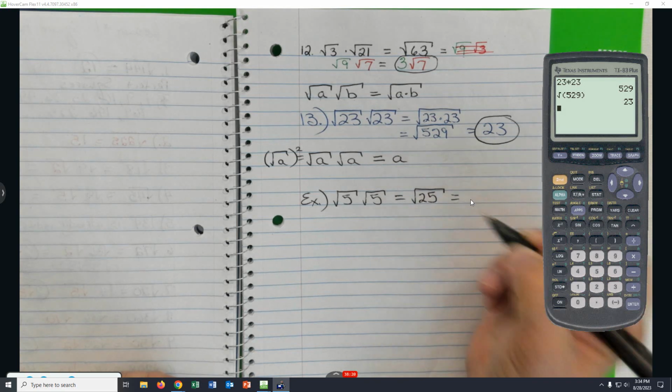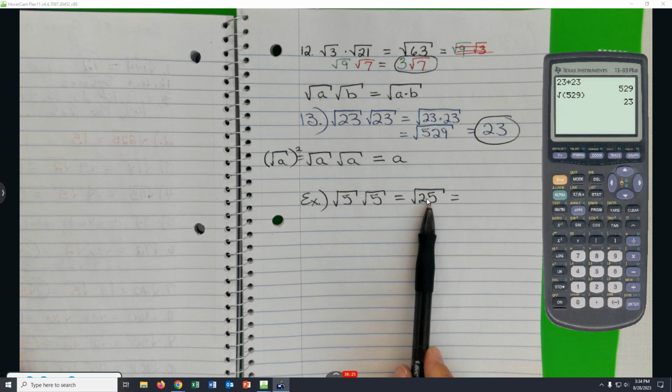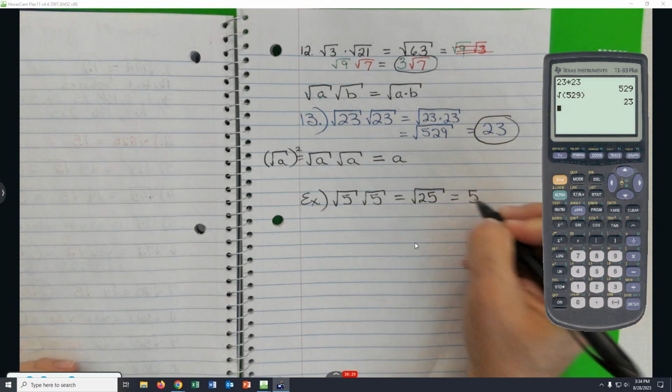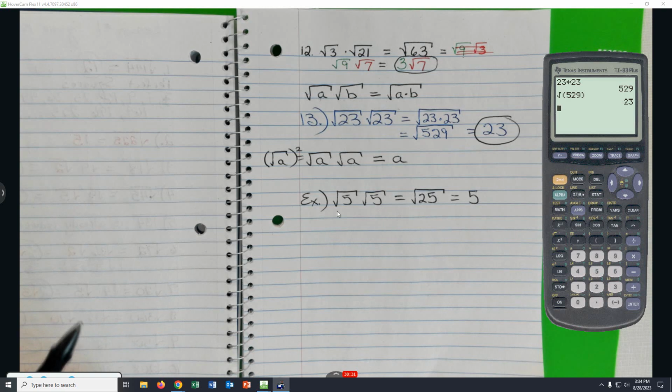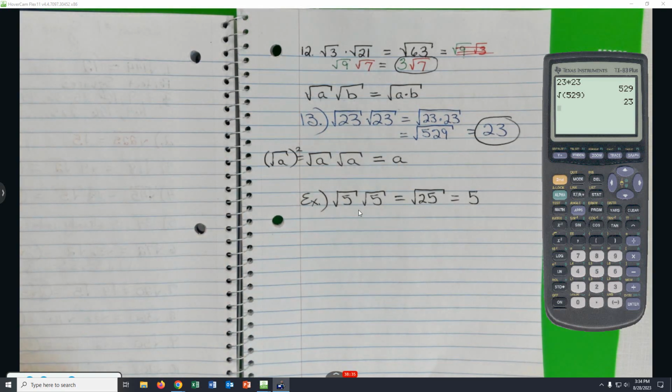Now, is it obvious why the answer here is, what's the square root of 25? 5. Yeah, that would have been a better problem rather than 13. But the way the numbers are generated randomly, we got stuck with the 23 on number 13.